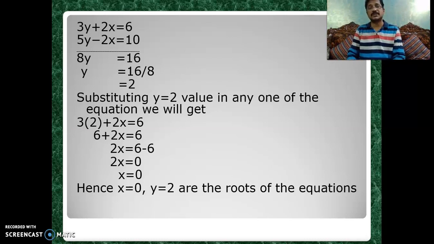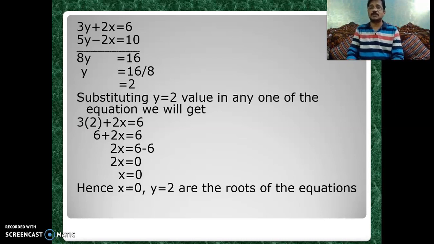Either 3y plus 2x equal to 6 or 5y minus 2x equal to 10. You will get the value of x. So I am considering here 3y plus 2x equal to 6. What is the value of y here? y equal to 2. Substitute it.